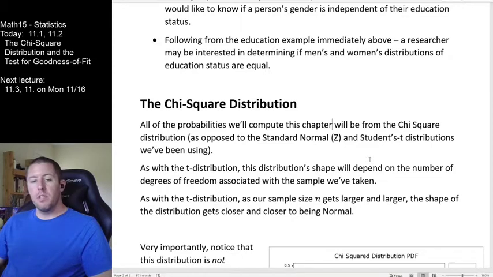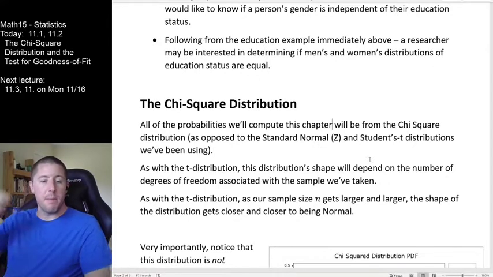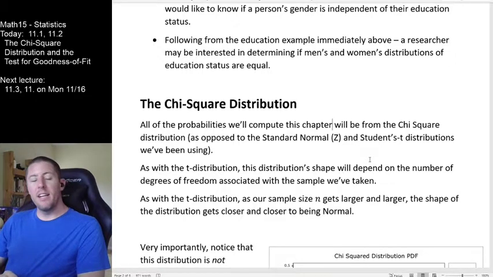As with the t-distribution, this distribution's shape will depend on the number of degrees of freedom associated with the sample that we've taken. So just as we've needed to compute a number of degrees of freedom with the t-distribution, we will have to compute a number of degrees of freedom associated with the chi-square distribution. As we also saw with the t-distribution, in some instances calculating the number of degrees of freedom is incredibly easy. We saw in some cases it was just n minus 1. In other cases, we saw that computing the degrees of freedom for a t-distribution was pretty complicated. We got that really gross formula last week.